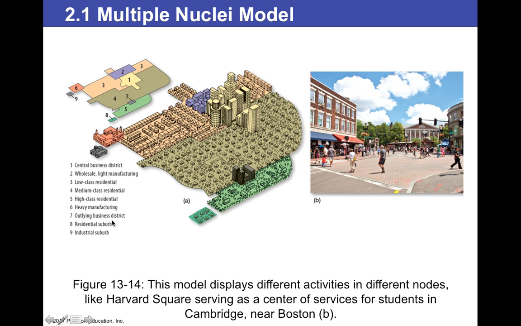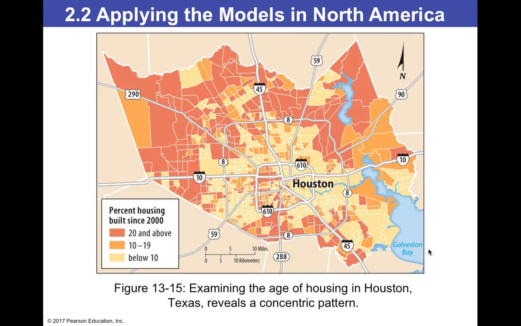Boom. And then residential and industrial. So there's industrial there. And then there's your residential. So this model displays different activities in different nodes. Like Harvard Square serving as the center of services for students in Cambridge. So applying the models.